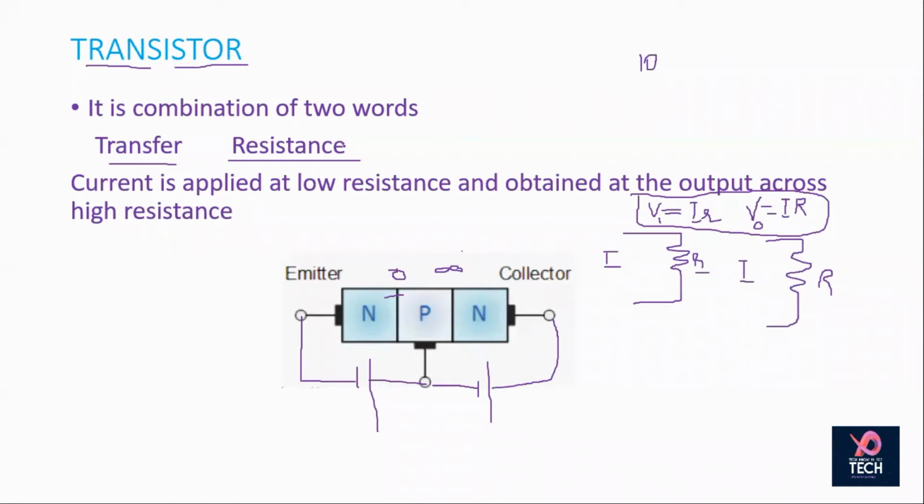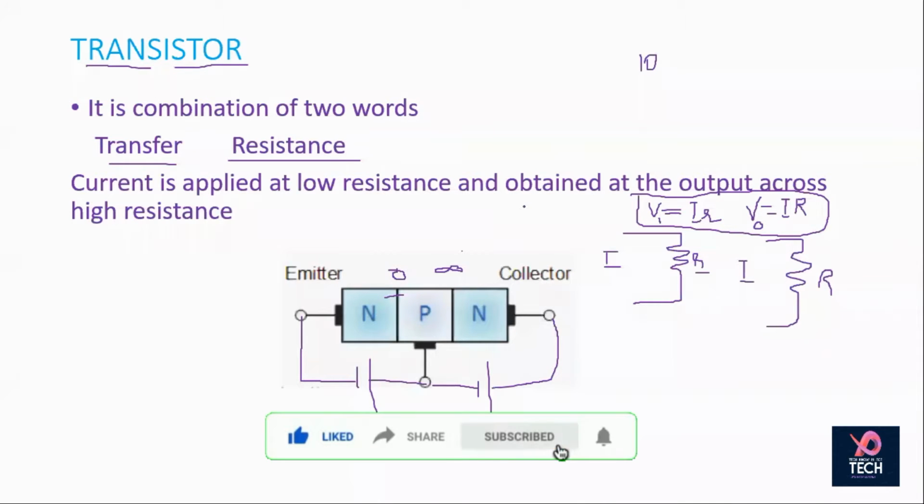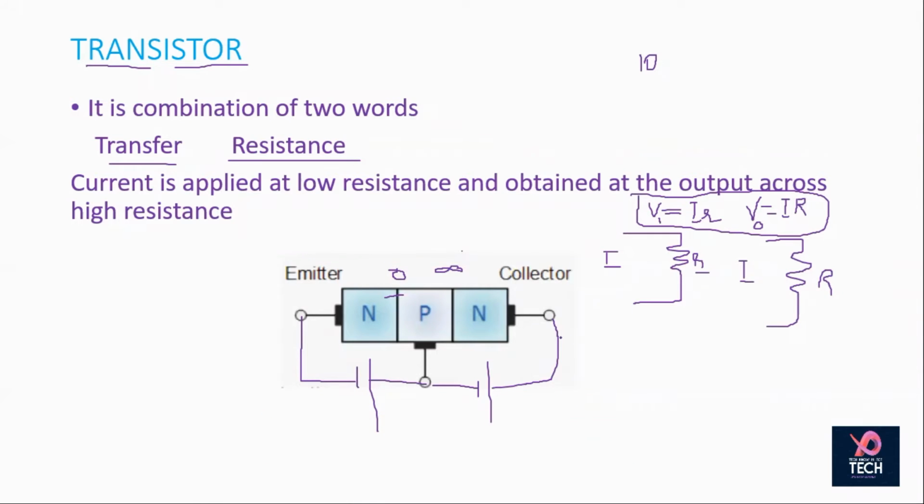This is the definition of a transistor, where current is applied at low resistance and obtained at the output across the high resistance. This is the entire game as far as your transistor is concerned. Now I am proceeding ahead. This is being left as an exercise for you to calculate what is the effect on voltage just by changing the shift of resistance.